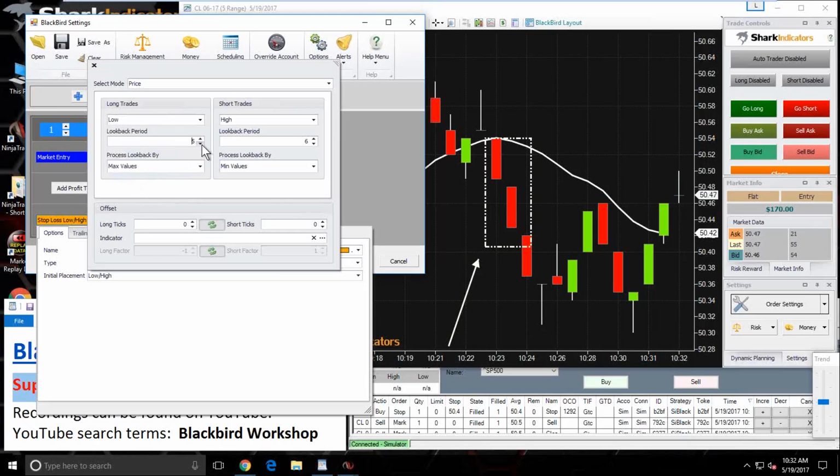All right. Now, if your look back period is set to 1, effectively all these settings do exactly the same thing, right? Because you're only looking at just the last bar. You're only looking at one bar, and you're only looking at the last bar. So effectively, all of these options here are just going to return the exact same value.